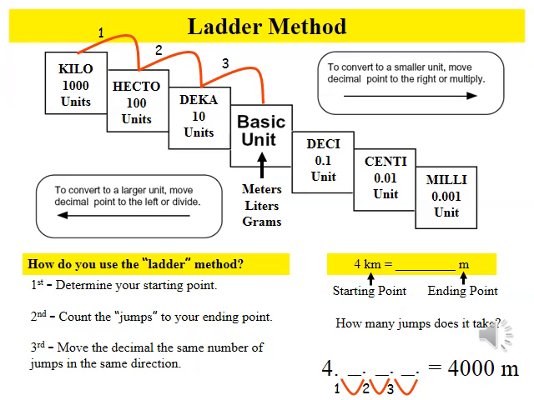So your starting point is kilometers. Remember, the decimal is always after the number. So in the number 4, the decimal is after it. So your starting point is kilometers, so you go up to kilo. Your ending point is meters, which is a base unit. So starting at kilo, you're going to go 1, 2, 3 jumps to the right. So put your pencil down after the number 4 and go 1, 2, 3 jumps to the right. Fill those blanks in with zeros and you get 4,000 meters.